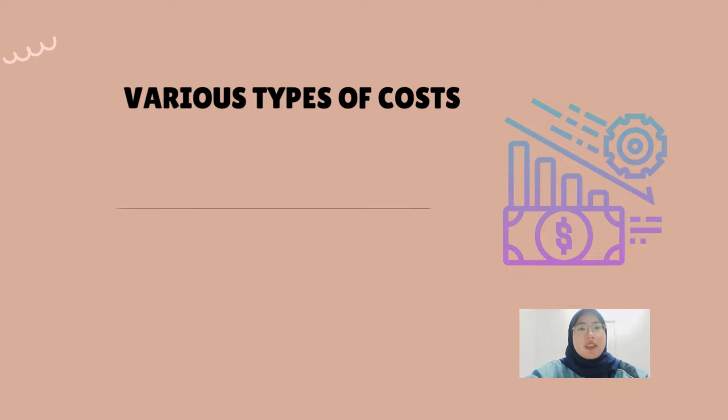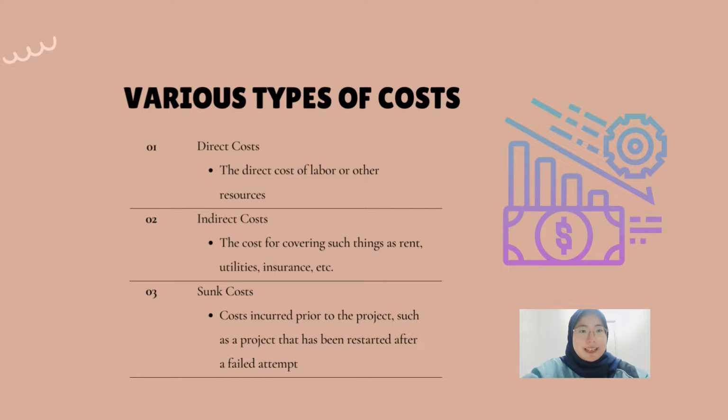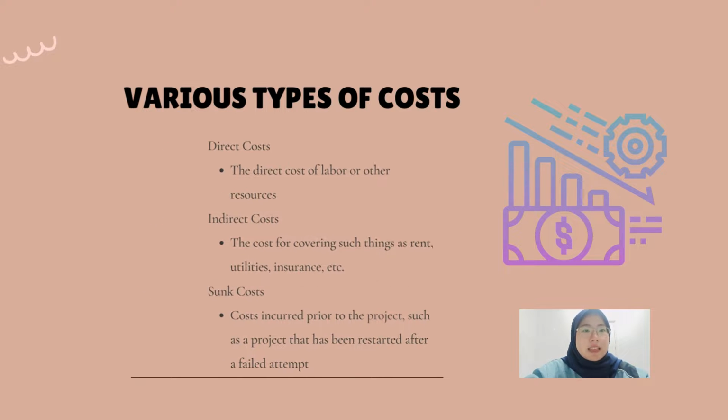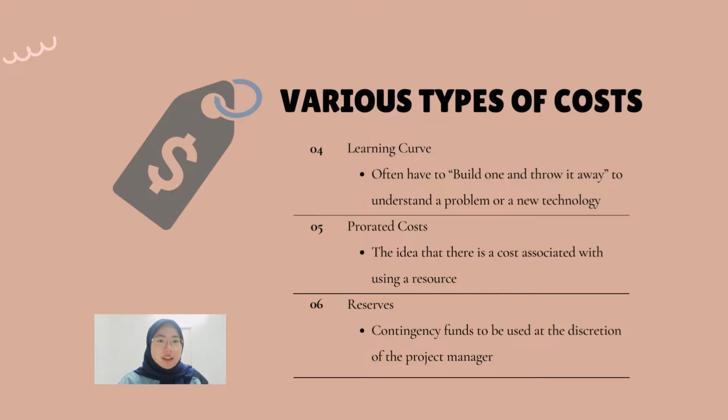There are various types of costs in project planning. The first one is direct costs, which include fixed labor or other resources such as materials and equipment. Second one is indirect costs, where the cost is for covering such things as rent, utilities, and insurance. Third one is sunk costs, where the costs are incurred prior to the project, such as when the project has been restarted after a failed attempt. Then, the learning curve.